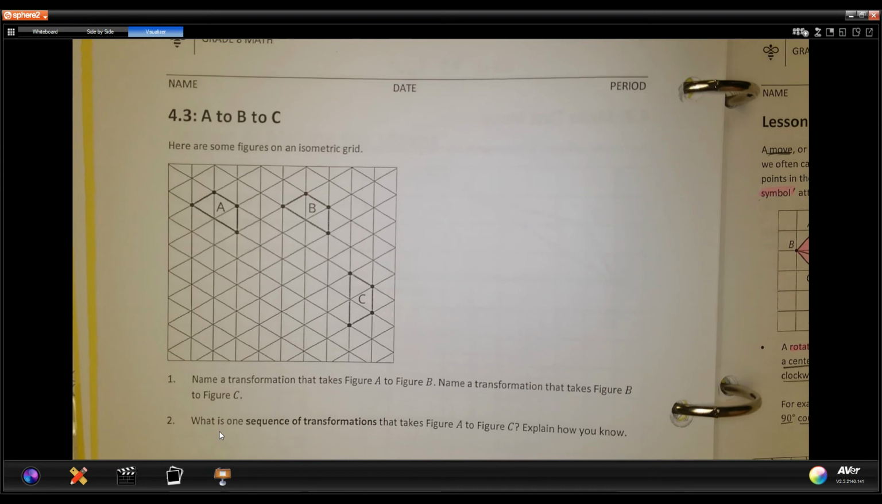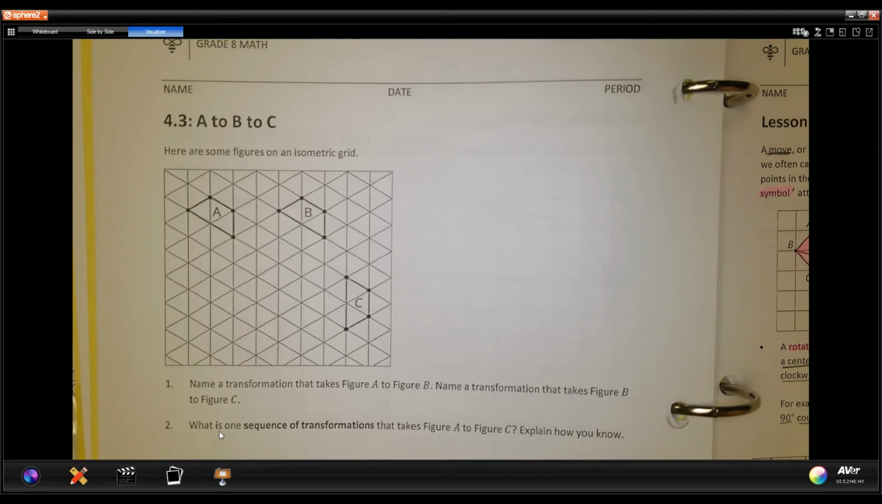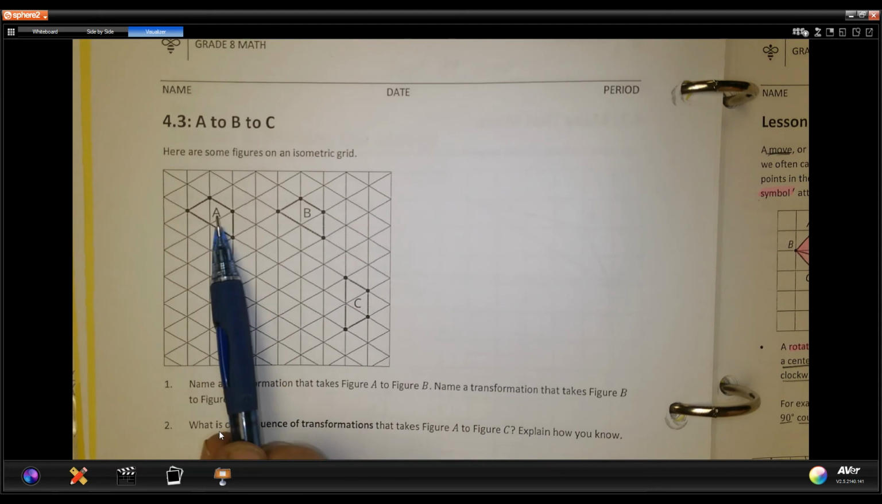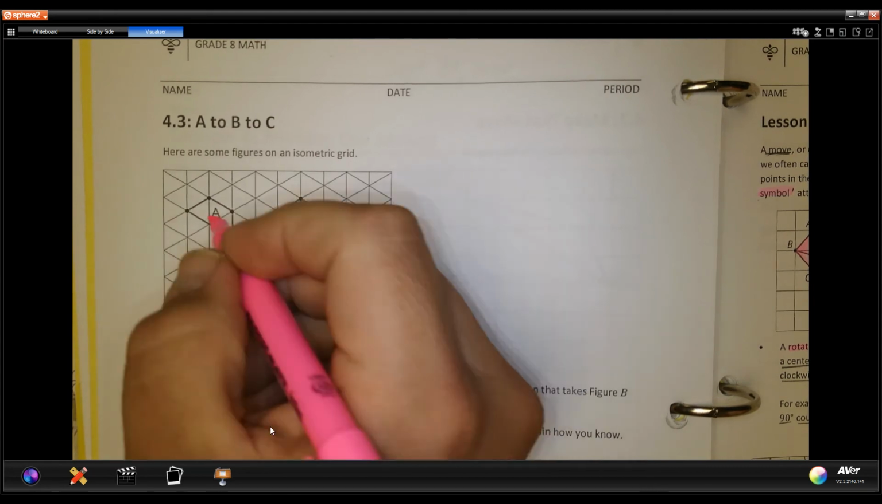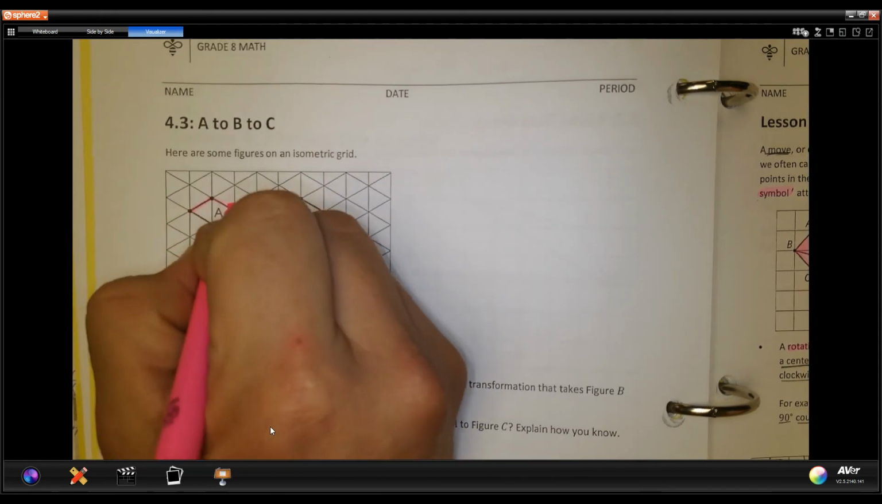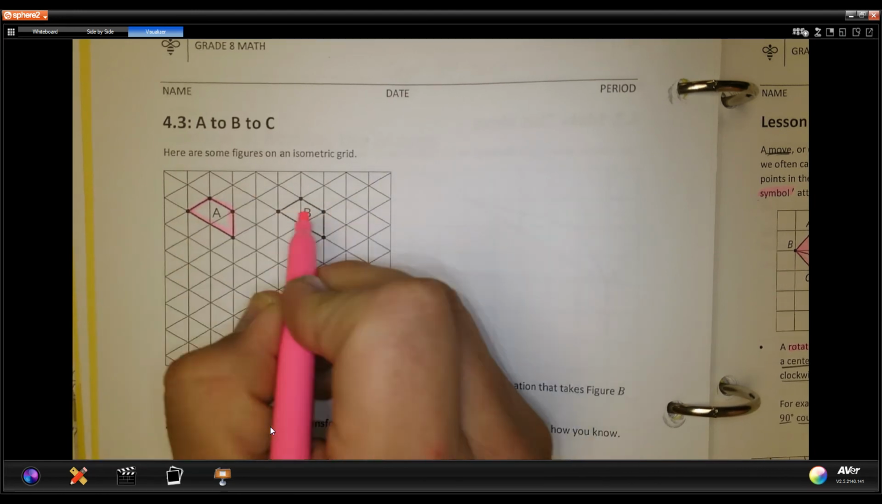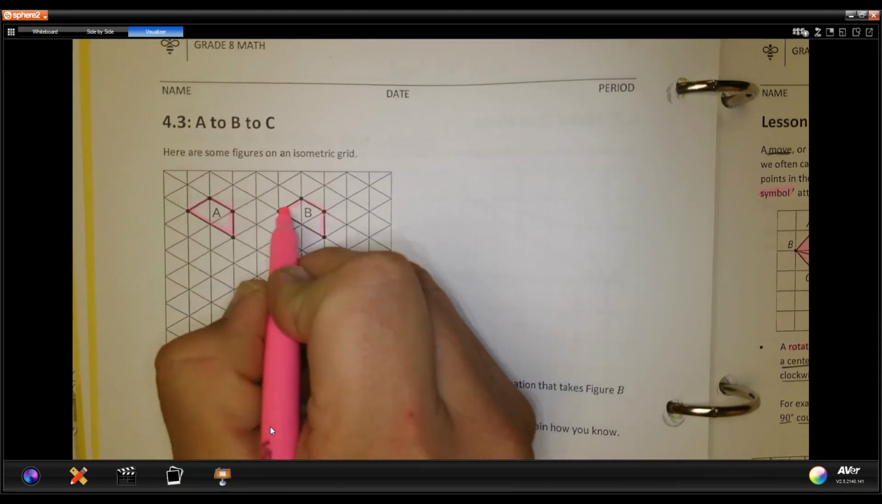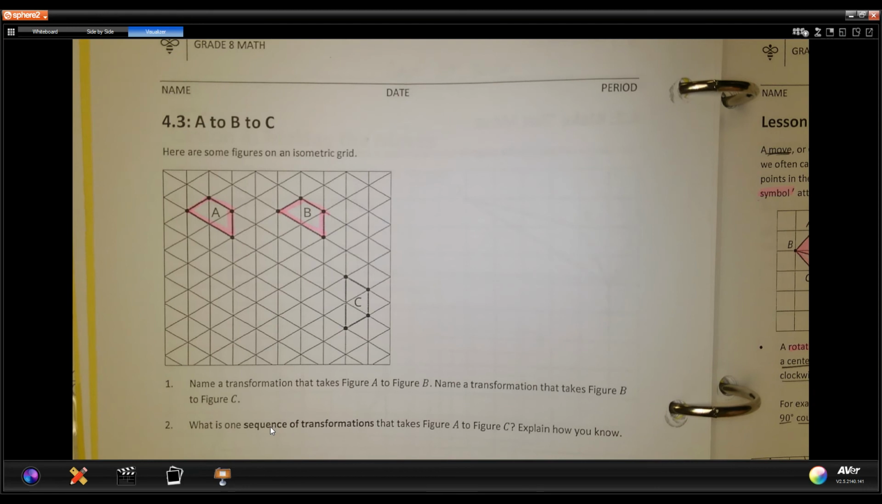A couple of examples here. Let's start with this one. This is back on page 14. On page 14, we're talking about transforming figure A. I'm going to highlight these so you can see them a little bit better. Let's just talk about figure A to figure B. I'm going to show you some strategies for this.